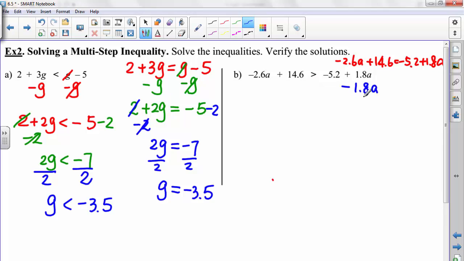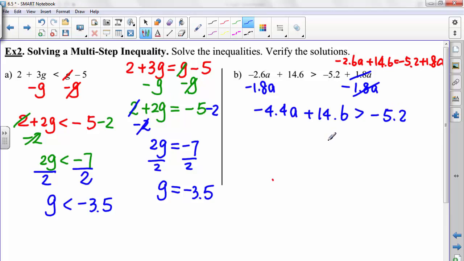The same idea applies to this inequality solving. When you subtract 1.8a from both sides, follow the first property of inequality. You don't need to change the direction of the inequality sign. So you still can keep greater than. Then I can cancel these two. Negative 2.6 minus 1.8, that will be negative 4.4a plus 14.6. Still keep this inequality sign greater than negative 5.2.